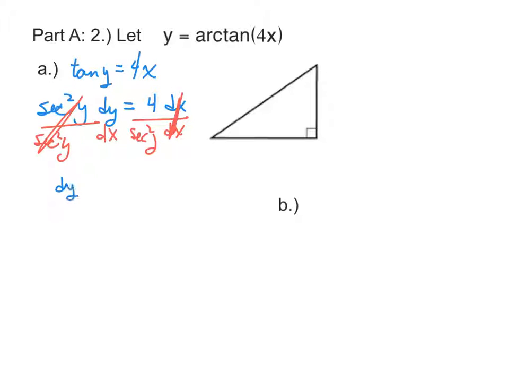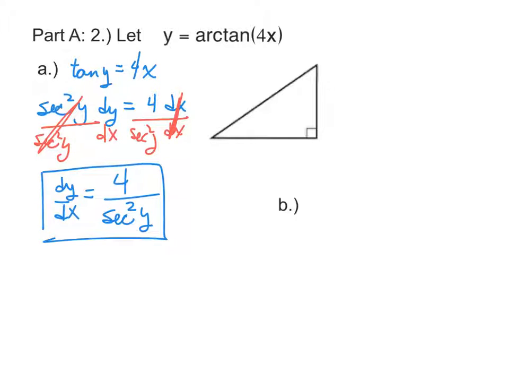Now we're looking at dy dx is 4 over the secant squared of y, and that is our derivative in terms of y. In order to turn it into the derivative in terms of x, we go back to that original line. Tangent of y is 4x. That means that y is the angle. And the tangent is 4x. Well, tangent is opposite over adjacent. So, quickly, the Pythagorean theorem. Find the hypotenuse. We'll have the square root of the side squared plus the other side squared.